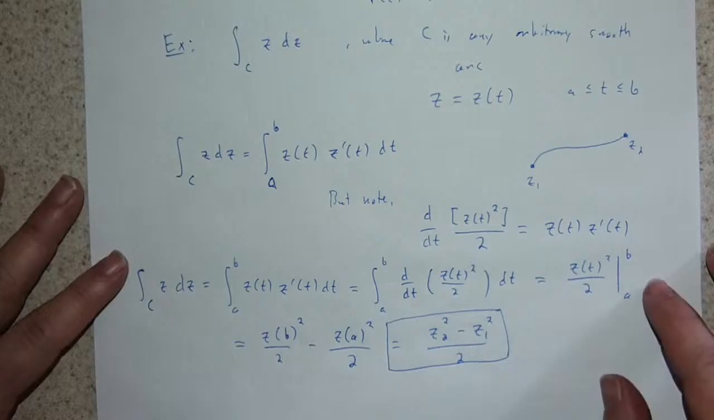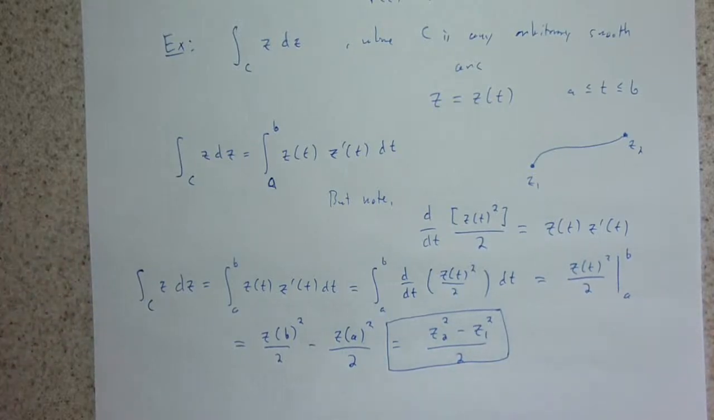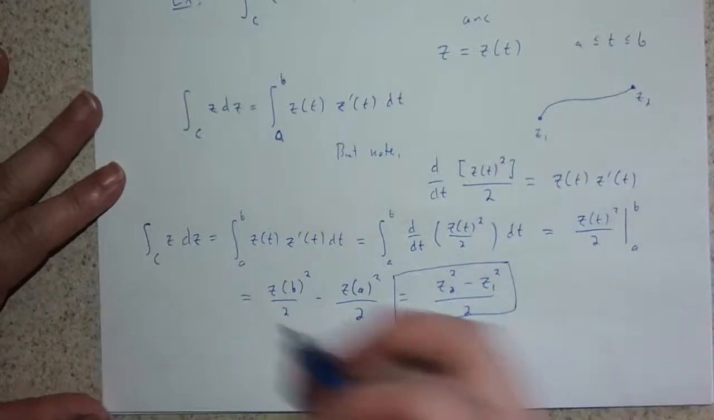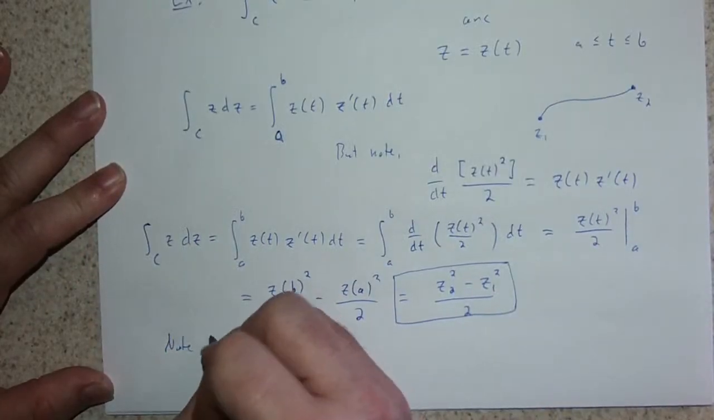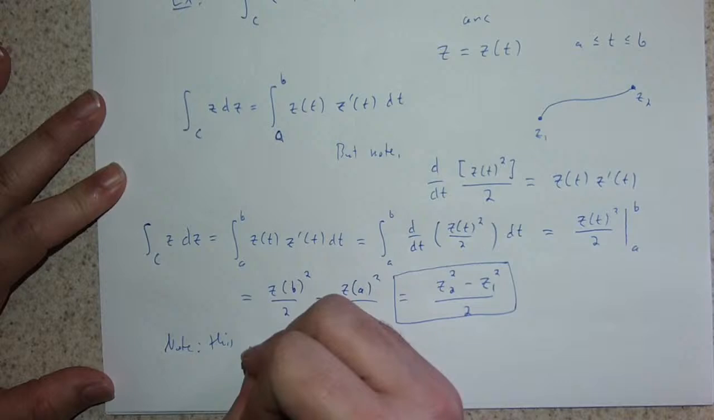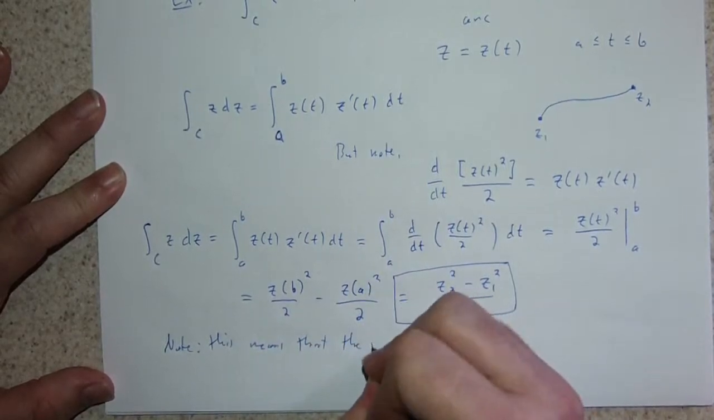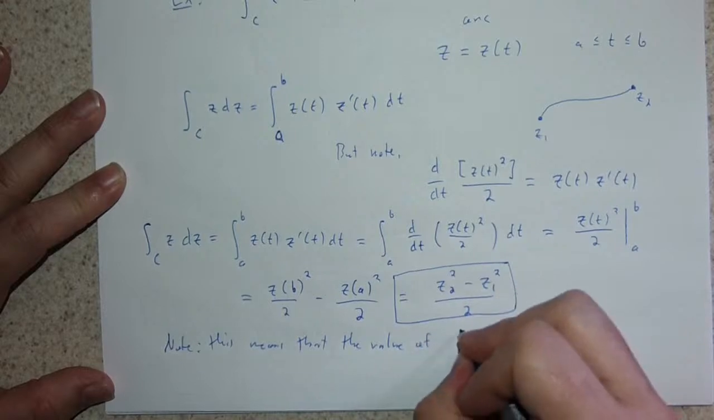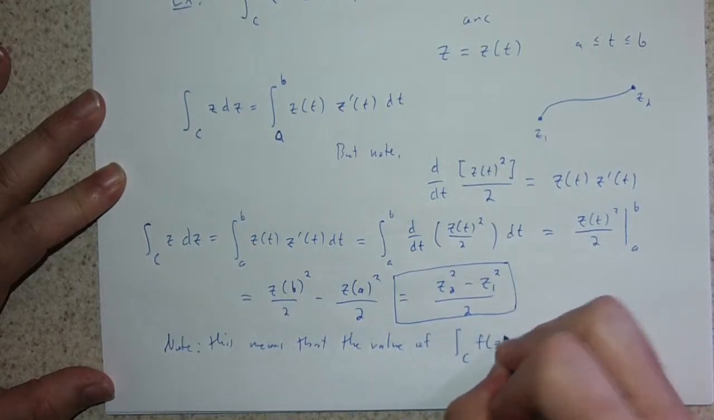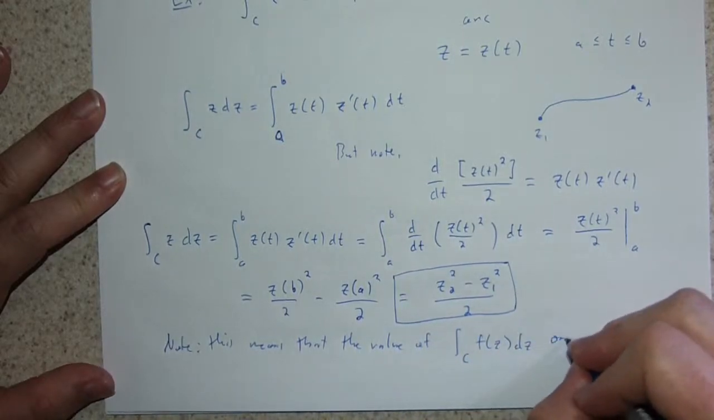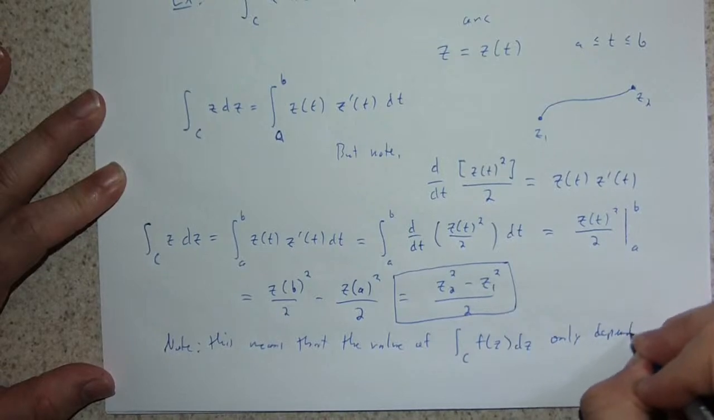Okay. Now, what is it that's important about this form here, right? Well, this actually only depends on these endpoints. Right? Note, this means that the value of this contour integral only depends on its endpoints.